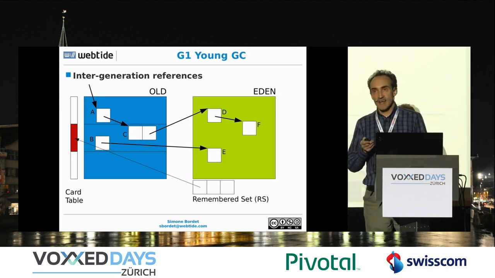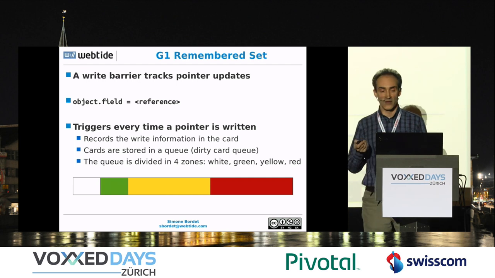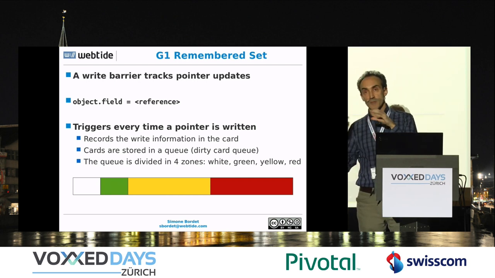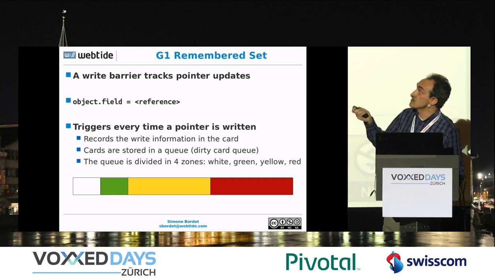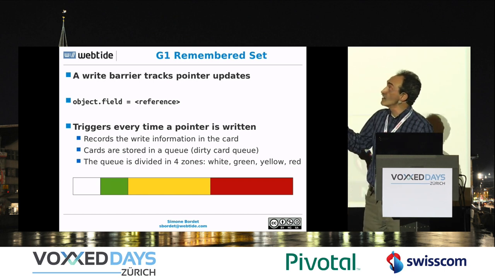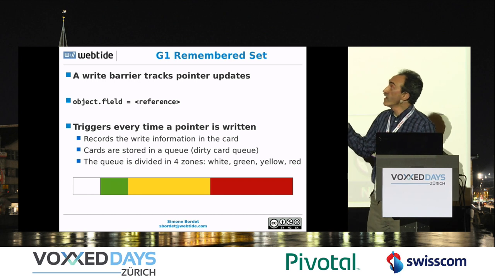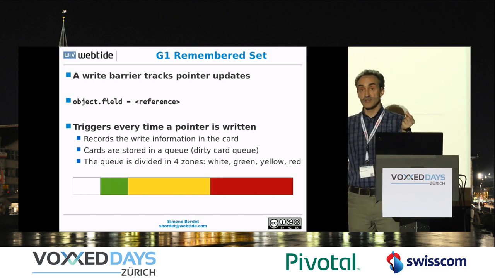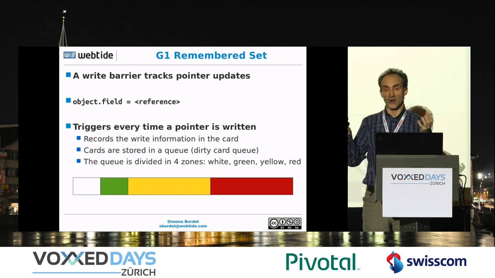So how exactly does G1 track the inter-region pointers? Well, it installs what is called a write barrier. Basically, this is a small piece of code that the JVM injects into the code that you are actually running every time you do this operation in the code: object.field equals something. So G1 basically says, okay, I need to change the value of this field here. But not only do I change the value, I also run a little bit of code that allows me to keep track of inter-region pointers. Because at that point, G1 knows what this object is and what this object is. It knows the one that is pointed to and the one that is pointing to.